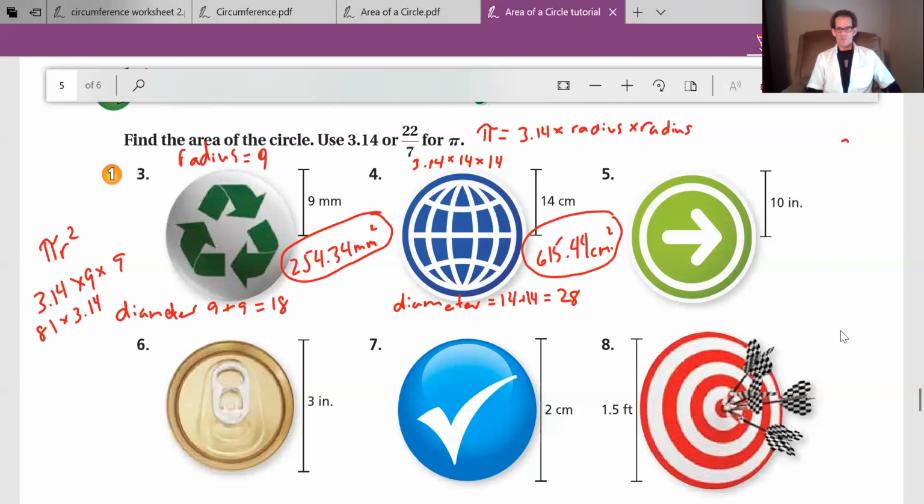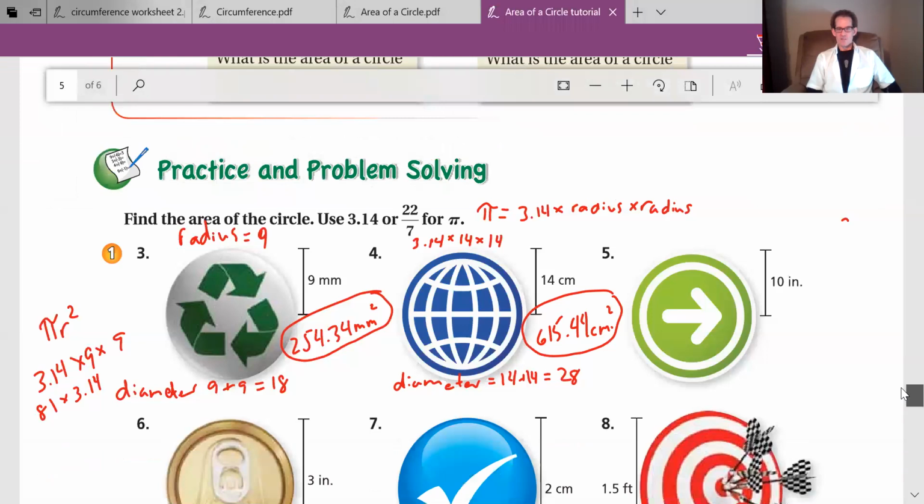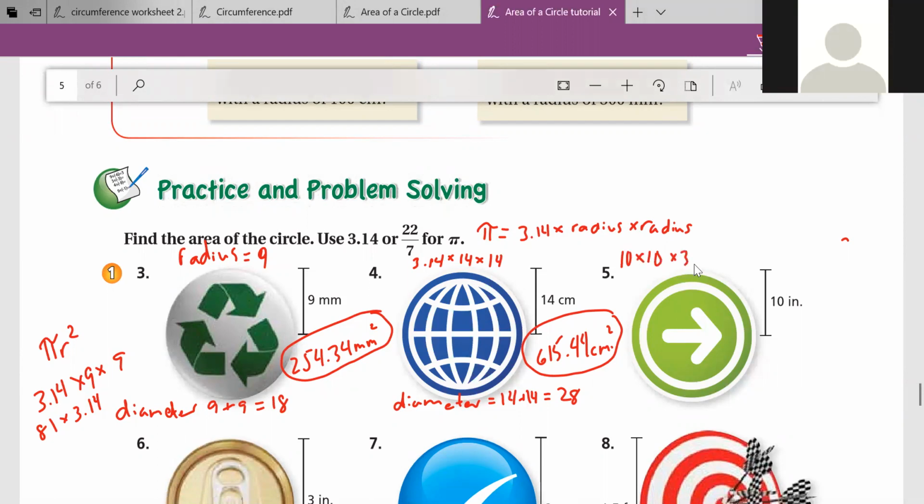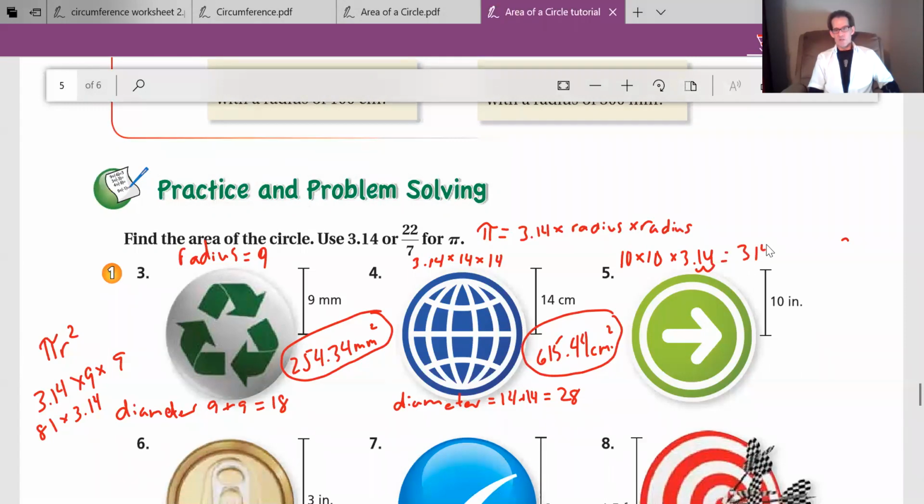Let me scroll down a little bit so we can see this next one. Oh, there's number 5. Okay. So the next one's going to be easy because it's 10. And for every multiple of 10, I just move my decimal point one space. So if I know my radius is 10, squared would be 10 times 10, or 100, times 3.14. I'm just going to move the decimal point once, twice, two spaces. That would equal 314 inches squared. So you don't need a calculator for that one. You're just moving the decimal.